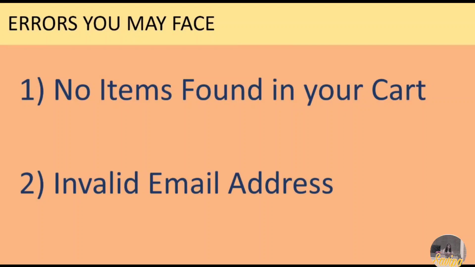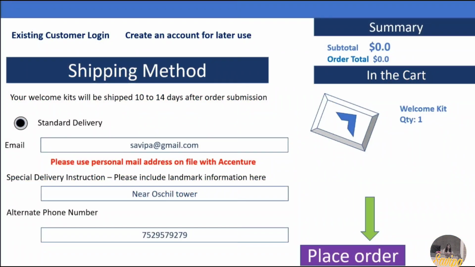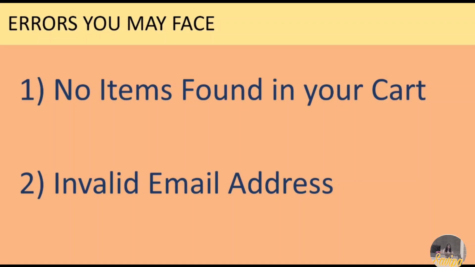And the second issue is on the last page, when you provide your email address, landmark details and your alternate phone number and then click on place order. At that time it throws an error like your mail ID is invalid. I don't know why. Even though you enter the correct email ID in the correct format with no mistakes, it throws you an error, invalid email address. It's really frustrating, but we have to accept that.